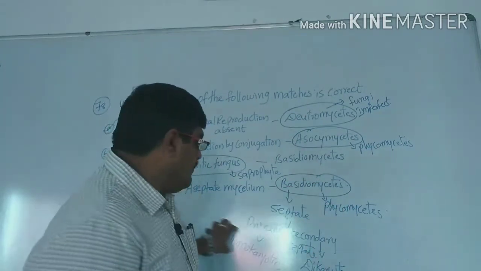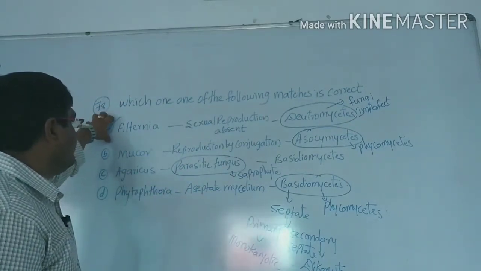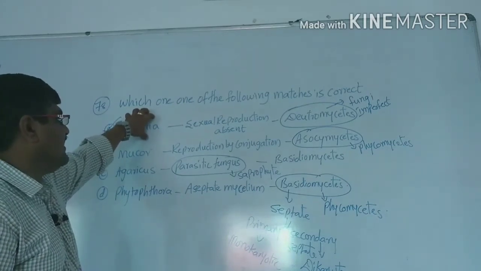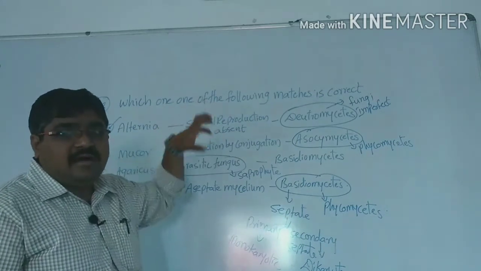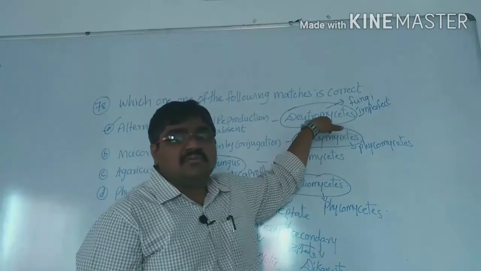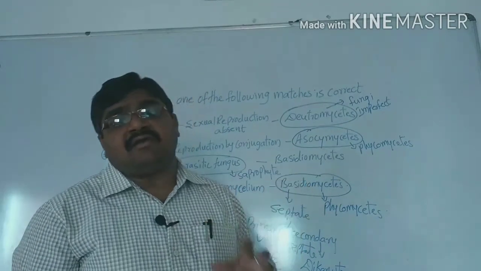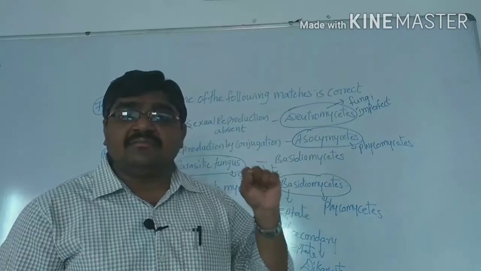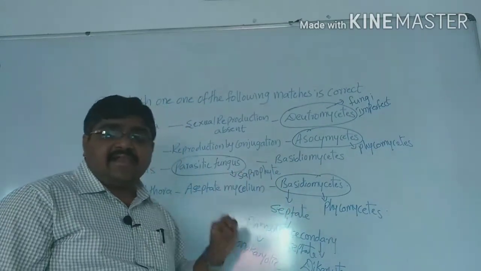So of the four options, which one is correct? Here A is the correct answer. Why? Alternaria is an example of Deuteromycetes, where sexual reproduction is absent. Due to this, the class Deuteromycetes is also called fungi imperfecti, where sexual reproduction is completely absent and only asexual reproduction is present. So the first option is the correct answer.